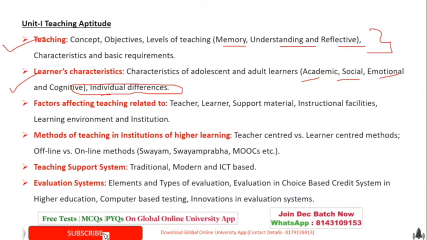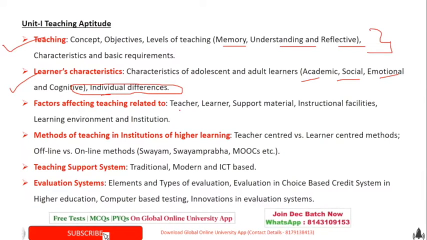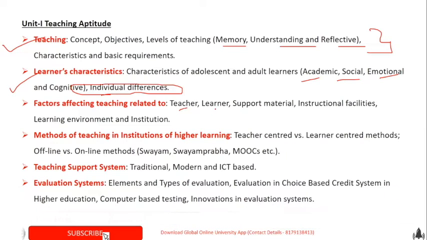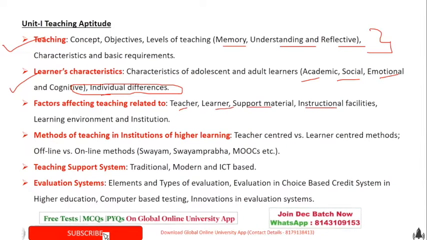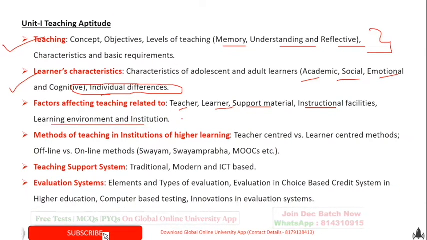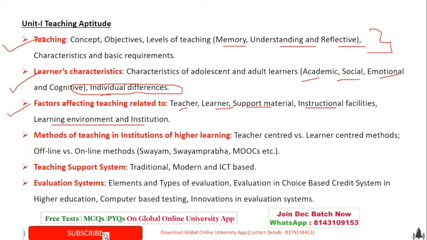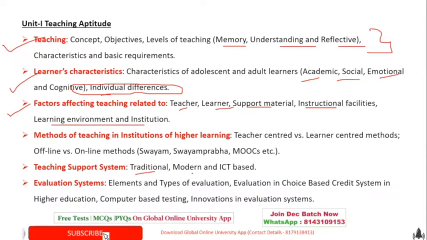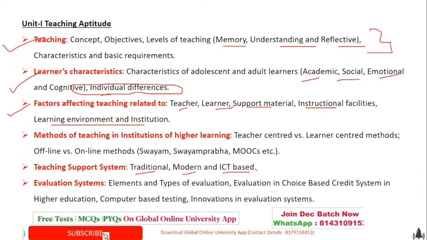The next topic is factors affecting teaching. So you have the teacher as an important factor, the learner, support material, instruction facilities, and learning environments. One question is asked on this topic. Then definitely, 100%, a question comes on teacher-centered and learner-centered methods, wherein offline and online methods are also considered. Swayam Prabha moves. There is one question on this. The next topic is teaching support material, that is traditional, modern, and ICT-based teaching.